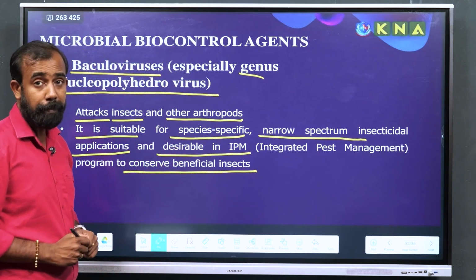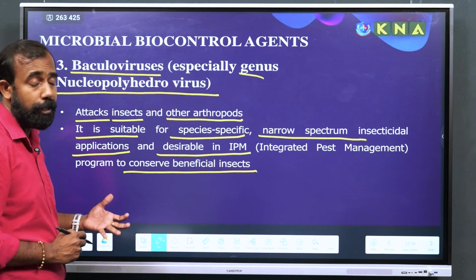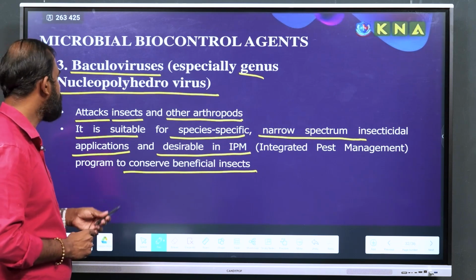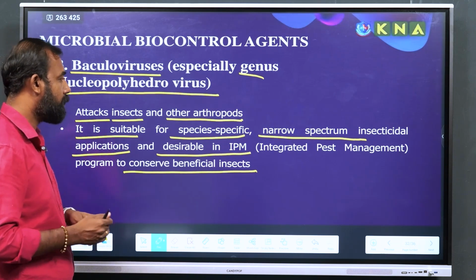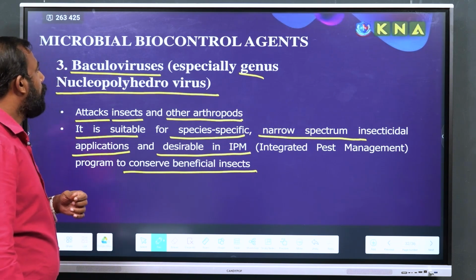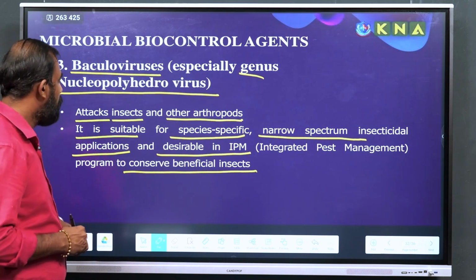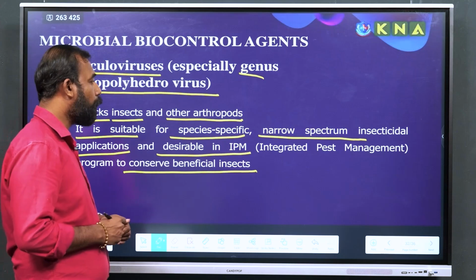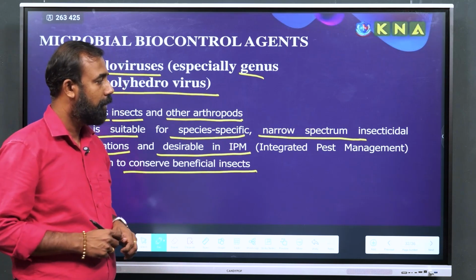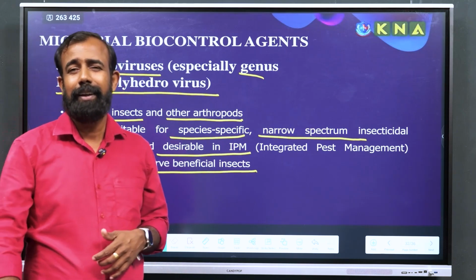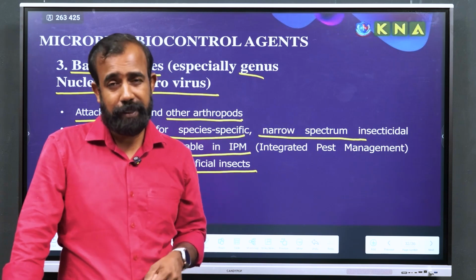It's a very important microbe that is used as a biocontrol agent, baculovirus, the genus Nucleopolyhedrovirus. This baculovirus attacks insects and other arthropods, and it is species-specific. It will not kill some useful microbes.